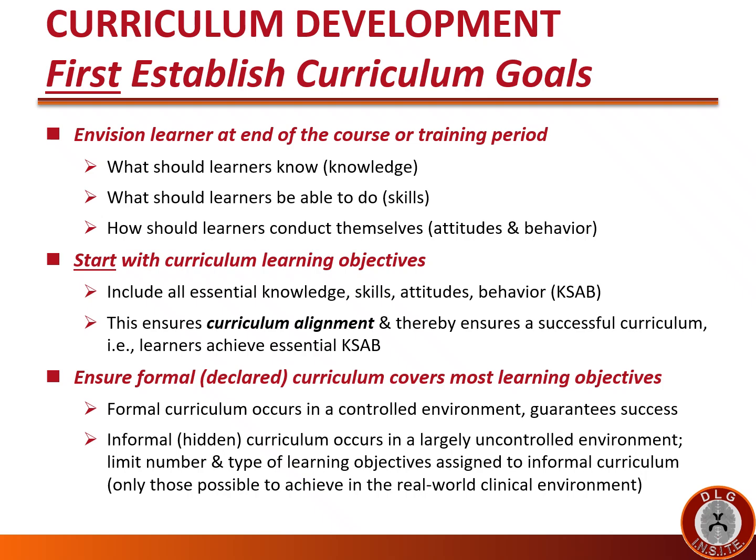And one way this happens, and the way you can ensure it, is to ensure that the formal or declared curriculum covers most, if not all, at least most, of learning objectives. Because the formal curriculum occurs in a controlled environment and it guarantees success. It is dependable. The informal or hidden curriculum, which is in the clinical environment, occurs in a largely uncontrolled environment. And therefore, you should limit the number and type of learning objectives assigned to the informal curriculum to only those possible to achieve in the real-world clinical environment.